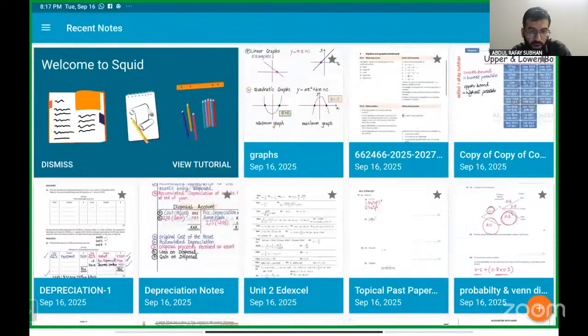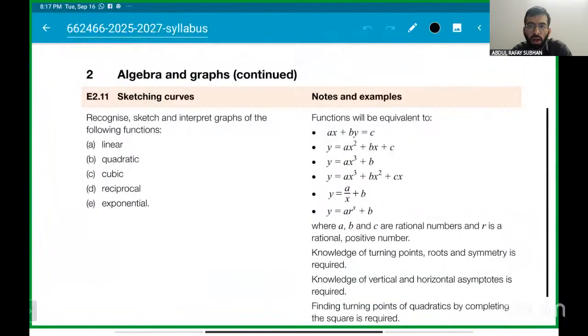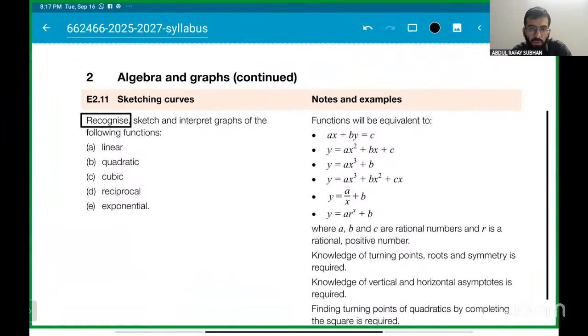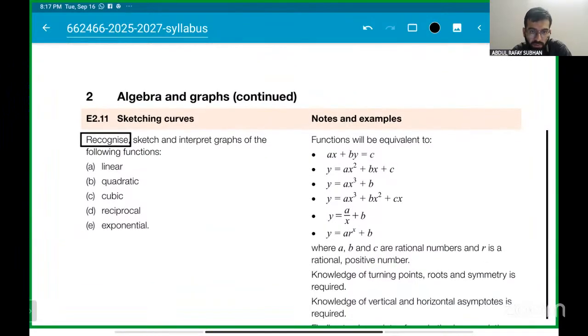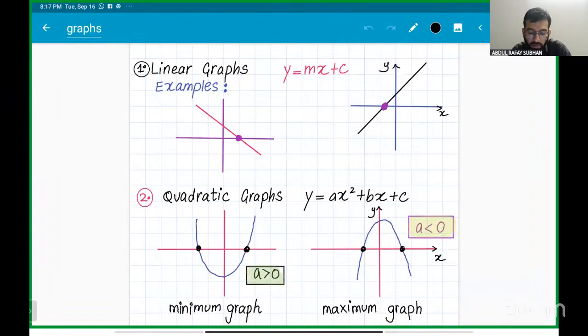From the syllabus perspective, the first objective that we are trying to understand is how to recognize linear, quadratic, cubic, reciprocal, and exponential graphs. How do you recognize each of them? The linear graph is always a straight line. As you can see on the screen, the linear graph is always a straight line, students.